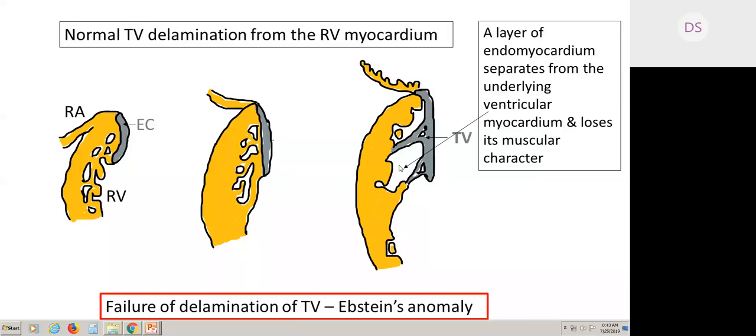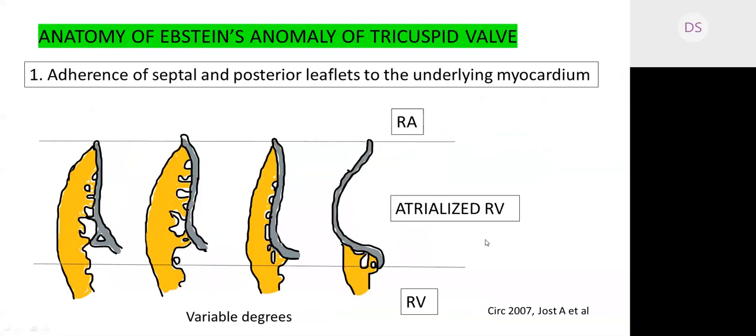This process is normal. Normally, the tricuspid valve should delaminate. If this delamination process of the tricuspid valve does not happen, it causes Ebstein's anomaly. So the hallmark of Ebstein's anomaly is failure of delamination of the tricuspid valve. Now we will see, with this embryological basis, what is the anatomy of Ebstein's anomaly. There are 5 components in the understanding of Ebstein's anomaly.